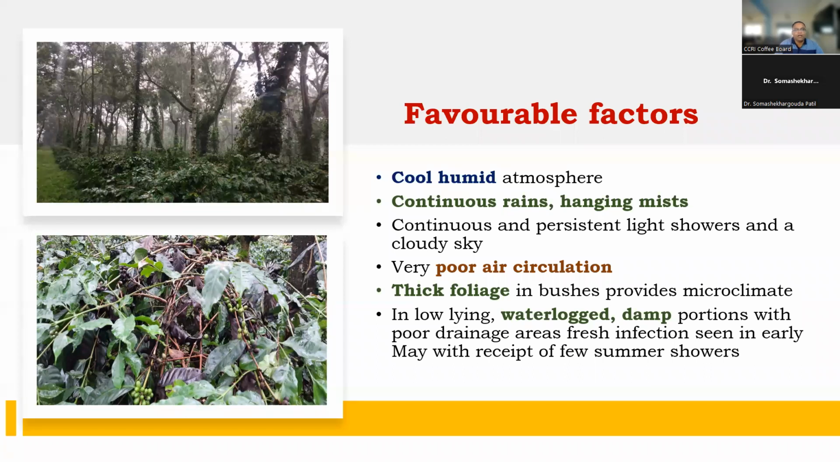Okay, what are the favorable factors when this disease is to be seen? A very favorable factor is a cool, humid atmosphere. Cool, humid atmosphere is most requisite for the epidemics or breakdown of this type of diseases, especially the black rot and stalk rot.